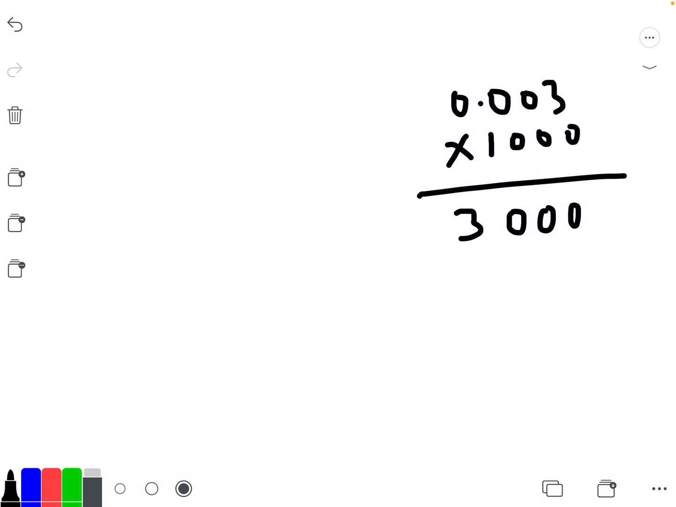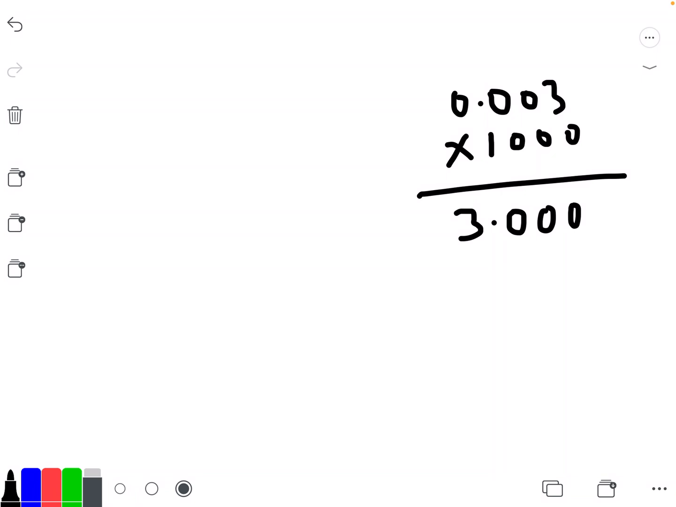So, count the decimal places from the far right 3. So 3 is one place, next to it on the left side is 0, that is the second place. Another 0 is there on the left side, that is the third place. So in 3000 you count 3 places from extreme right 0, 1, 2, 3. So the point comes here. So 0.003 times 1000 is only 3.